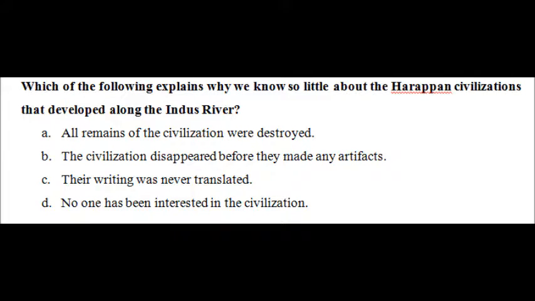It says, which of the following explains why we know so little about the Harappan civilizations that developed along the Indus River? If you're looking at this question, you've got a bunch of options, and you need to know why we don't know a lot about them. All of these answer choices are good options, since all of them tell us why we don't know much. But what have we learned specifically about the Harappan civilization? We need to think back to that information, and that's going to let us know what is unique about them that we have learned in class.